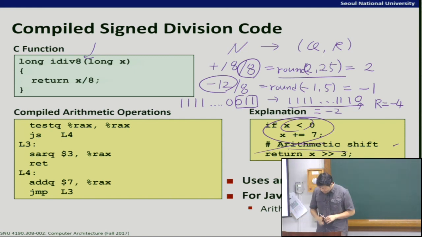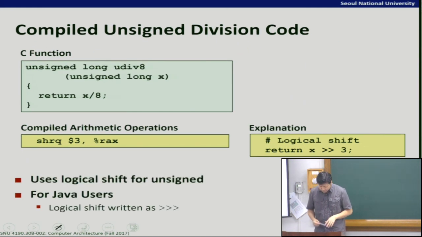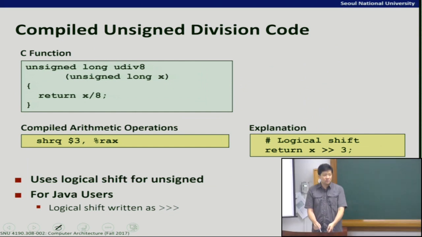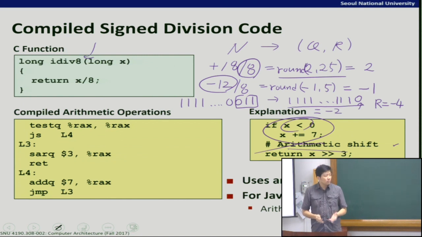So that's the reason why, if you compare this code with the previous version, the unsigned division takes just one instruction, a shift right by 3 bits. But this one is a lot more complicated because now we actually have to worry about the negative number case.